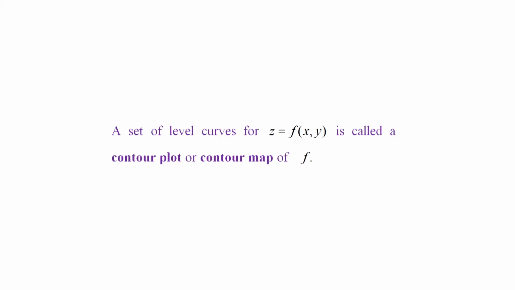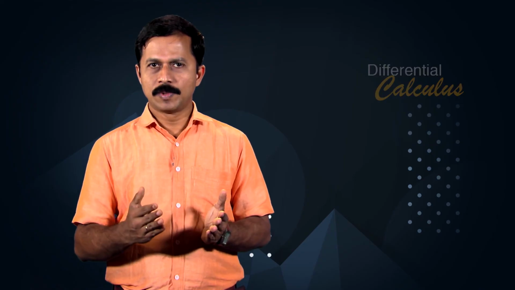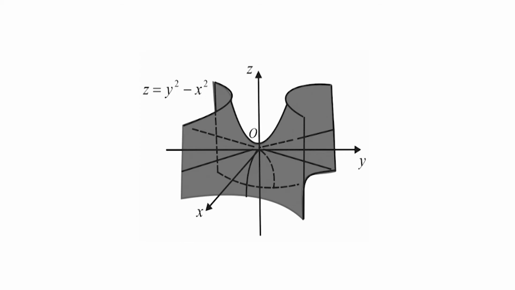A set of level curves for z = f(x, y) is called a contour plot or contour map of f. As an example, the level curves of the function f(x, y) = y² − x² have equations of the form y² − x² = k.